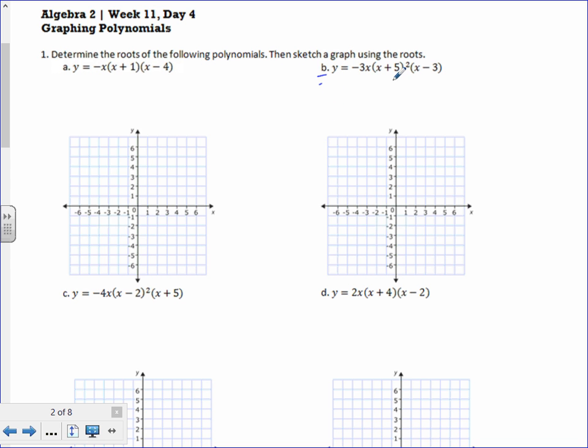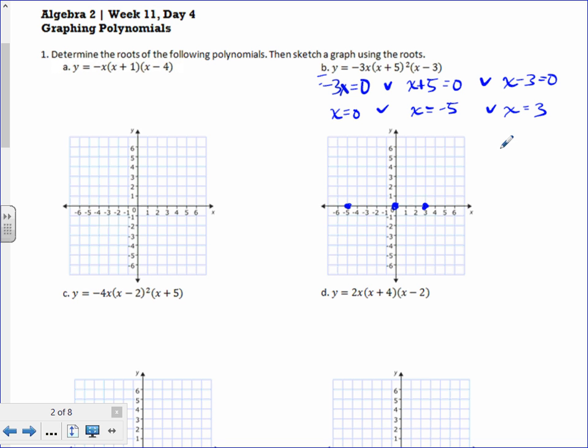And we can do what we just did, so negative 3x equals 0, or x plus 5 equals 0, or x minus 3 equals 0. So, x is 0, or x is negative 5, or x is 3. Determine the roots. We did that. Sketch a graph. Okay, so let's graph the roots. 1 goes at 0, 1 goes at negative 5, 1 goes at 3.